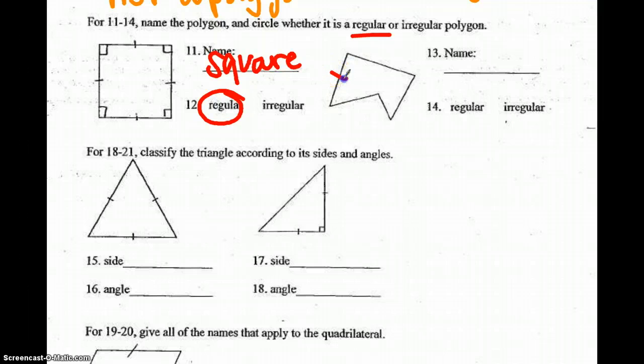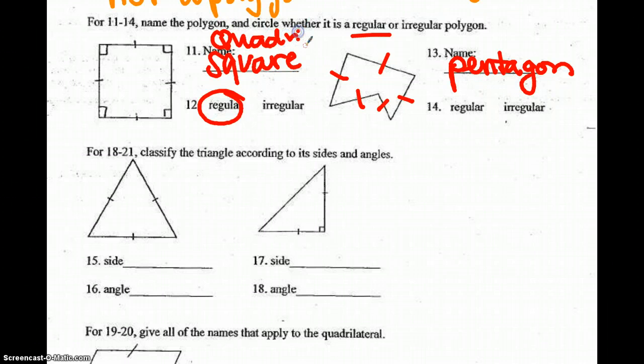Okay, this next one has 1, 2, 3, 4, 5 sides. So this is technically a pentagon. I guess on number 11, as I'm thinking about this, you could call number 11 a quadrilateral as well. I will accept both answers. Okay, on number 11, you can say quadrilateral as well. Number 13 is a pentagon. It has 5 sides, but you will notice not all the sides and not all the angles are the same. So this is an irregular pentagon.